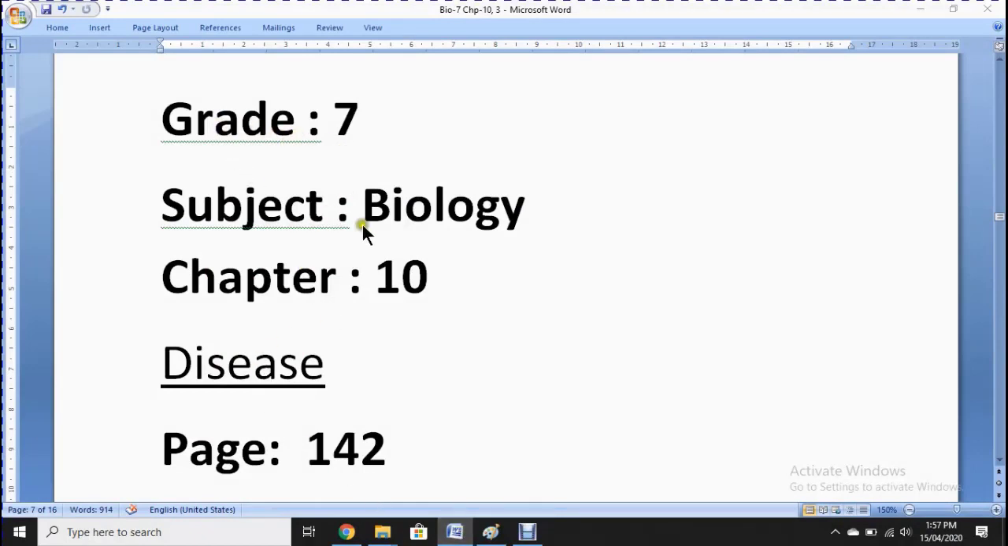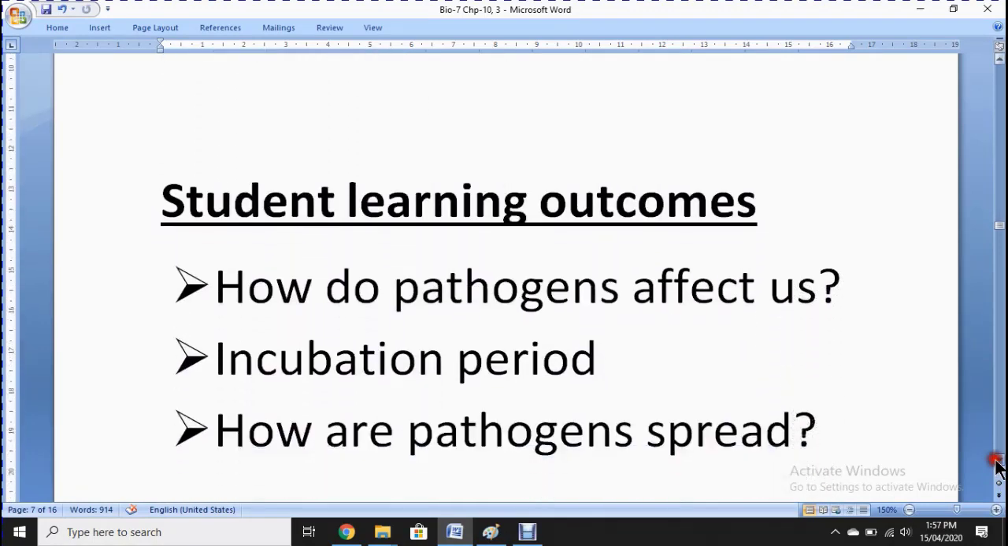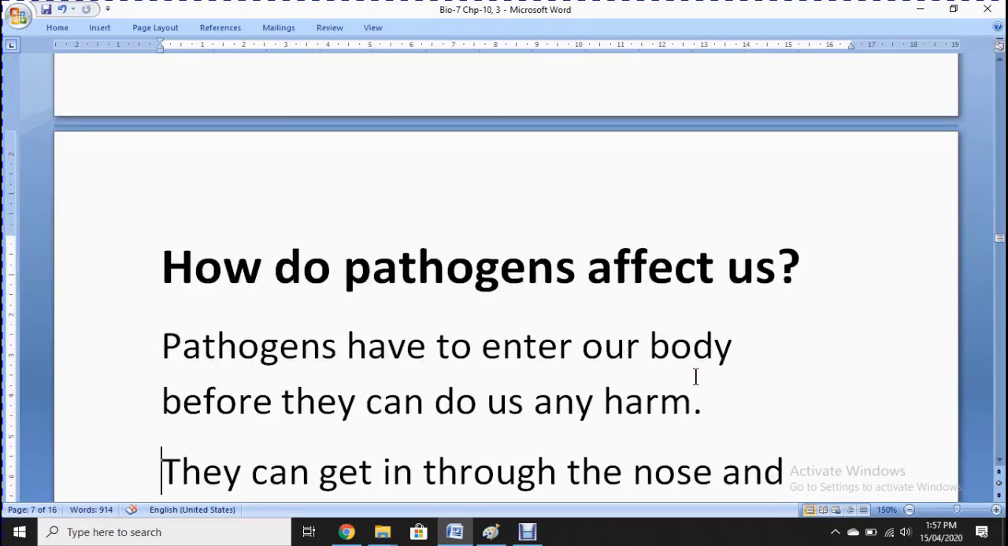Grade 7, subject biology, chapter number 10, disease, page number 142. So let's start today's lesson. First, see the student learning outcomes. How do pathogens affect us? Incubation period, and how are pathogens spread? So let's see one by one.